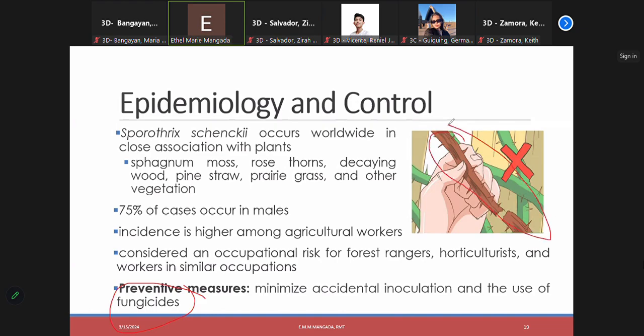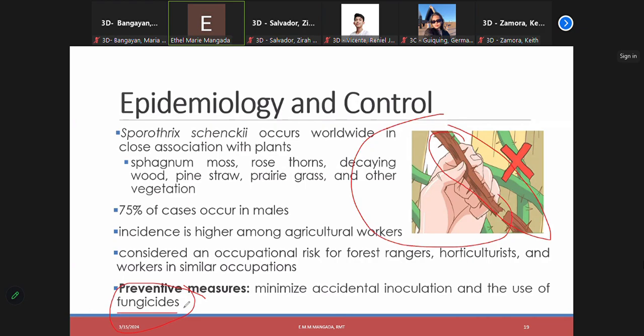O kaya naman, we always have to wear yung shoes natin, or pag pumunta ka siguro sa mga magubat na lugar, madaming halaman, you have to make sure na meron kang pajamas or naka-long sleeves ka. Okay? But you also have to remember even plants, they can have fungal infection.